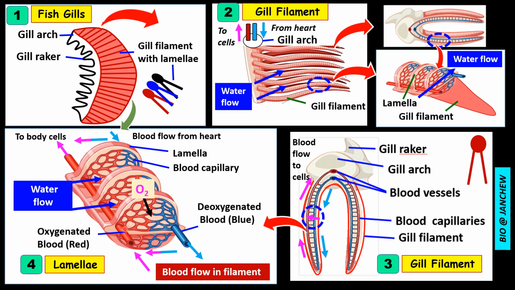Then the oxygenated blood will flow through this bigger blood vessel from the lamella, then to this bigger blood vessel, and then out of the filaments, out of the gills to the body cells for cellular respiration. So the shape is like an H. You can see here, blood flows down and sideways, and then blood flows up and then out of the gill filaments. So we need to be able to label diagram number 1, 3, and 4. These are the important diagrams.